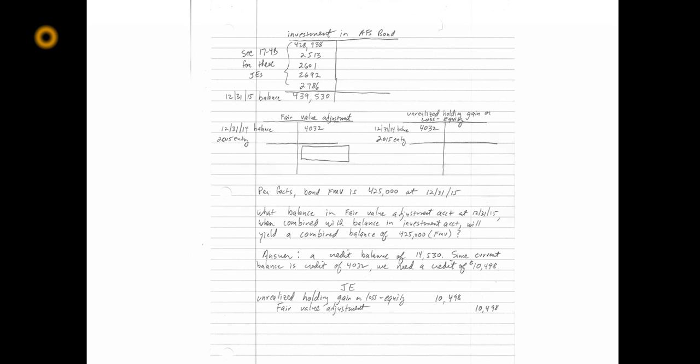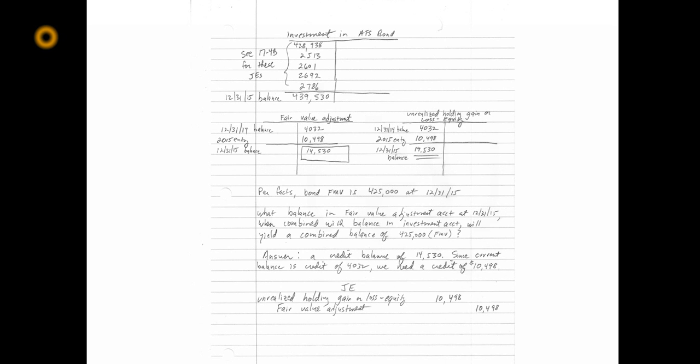Since the current balance in the account is $4,032 credit, we need an additional credit to the fair value adjustment account of $10,498 to bring the balance in that account up to its desired balance of $14,530. So the journal entry to accomplish this is to debit unrealized holding gain or loss for $10,498 and credit the fair value adjustment account for $10,498.